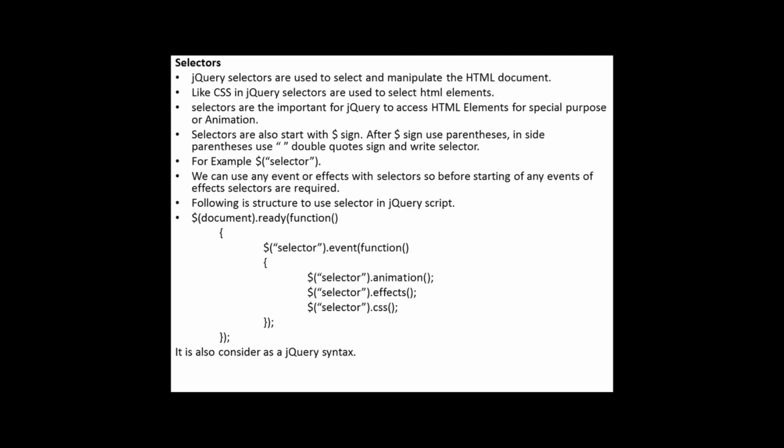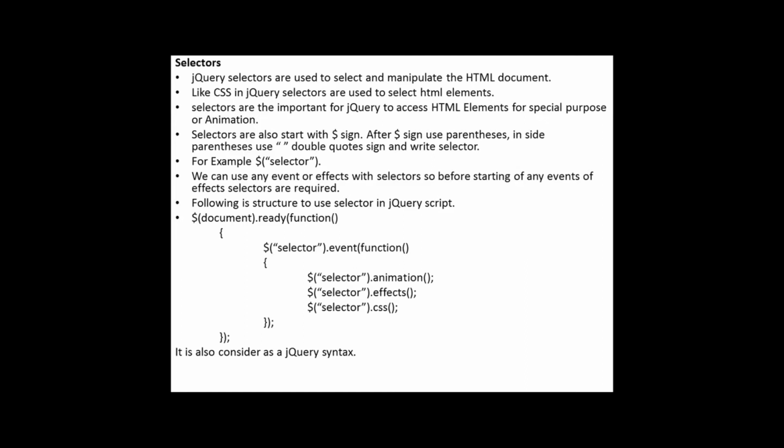Selectors also start with the $ sign, like the $(document).ready event. We start our jQuery with the $ sign. Similarly, whenever you write any jQuery syntax with a selector, it also starts with the $ sign. After that $ sign, we use parentheses. Inside that parenthesis, we use double quotes, and inside those double quotes, we write our selectors.